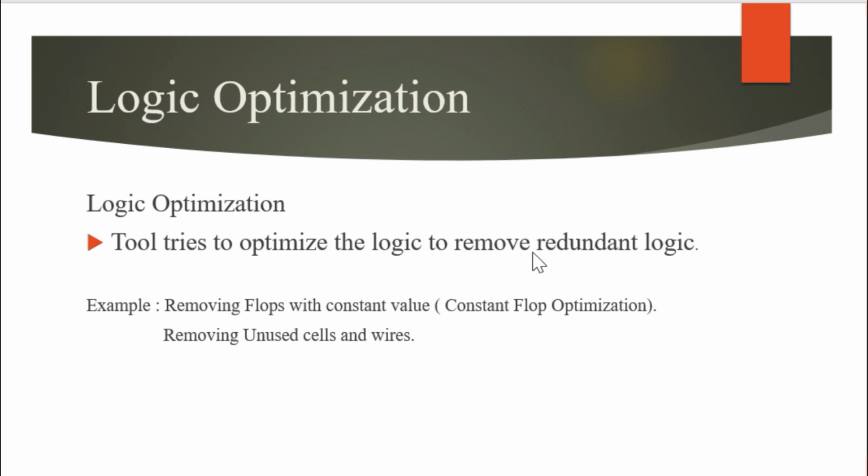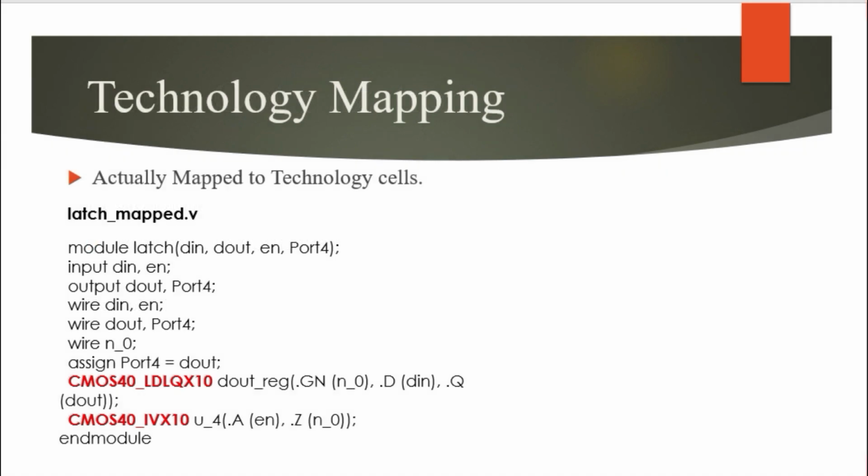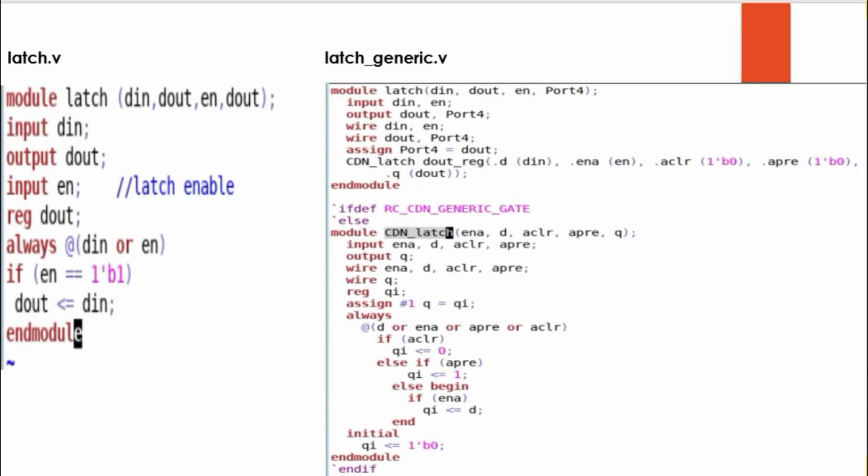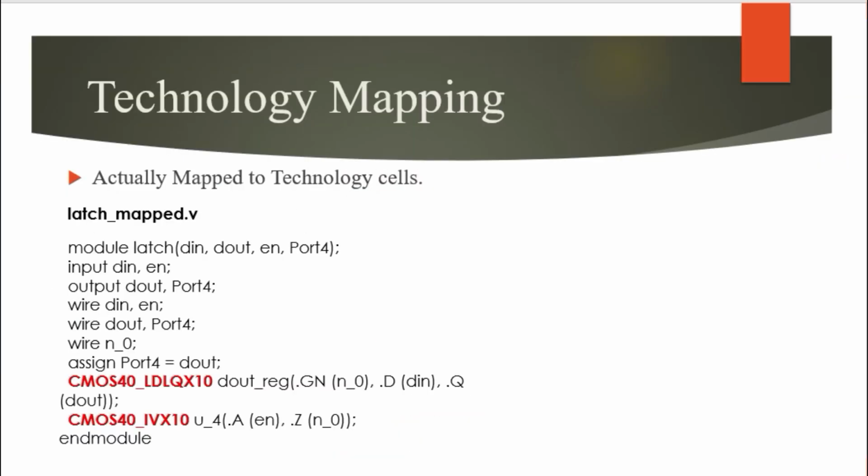Once the generic synthesis is done, the tool does logic optimization. It removes the redundant logic, for example, it removes the flops which have constant value, or removes unused cells and wires. After the logic optimization, the tool does the next step, which is technology mapping. As we already saw, during technology mapping, the generic cells from the generic library are mapped to the technology cells from the desired target technology.